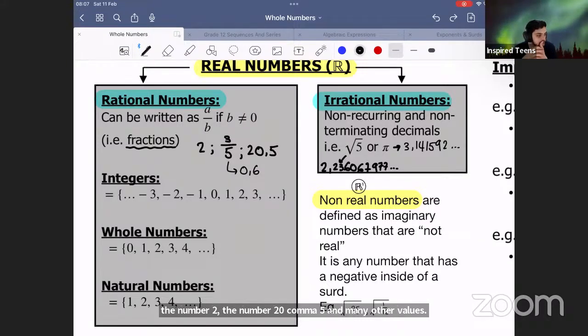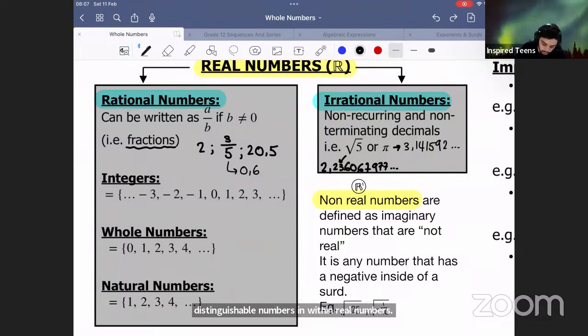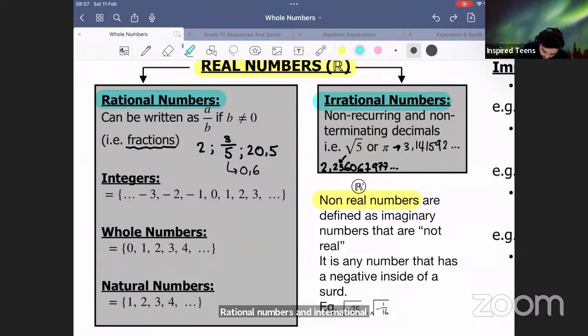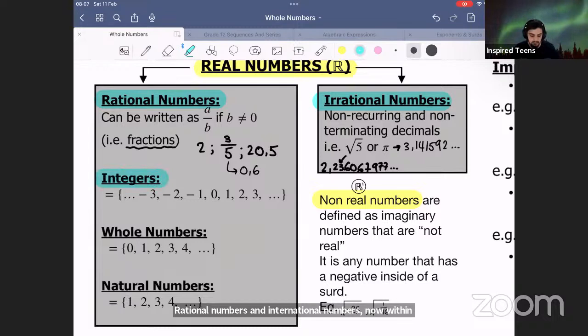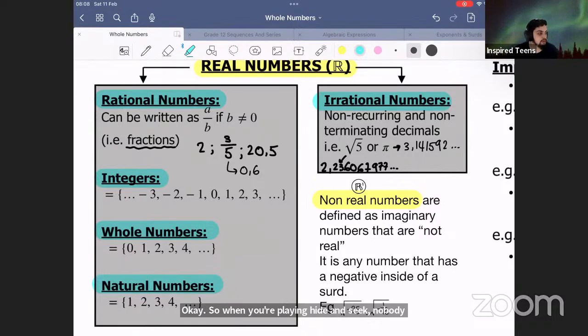That's two distinguishable numbers within real numbers, rational numbers and irrational numbers. Now, within real numbers, we have a second type of numbers that are known as integers. We have a third type, whole numbers, and a fourth type, natural numbers. So let's start from the bottom. Natural numbers are the natural way that we count. When you're playing hide and seek, nobody starts counting from 0, 1, 2, 3. When you count naturally, you say 1, 2, 3, 4, 5. So the natural way we count.